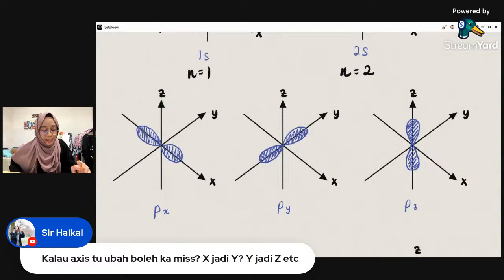Okay, tak ada masalah. So, kalau untuk yang PX, PY, PZ ni, sebab P orbital dia ada 3 orbital, bermaksud dia ada 3 orientation yang berbeza. How exactly kita tahu dia ada 3 orientation berbeza?